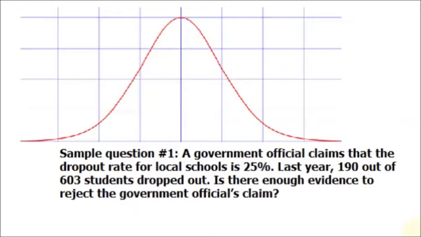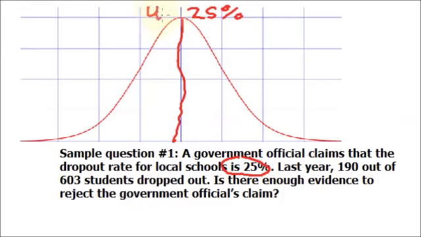The first one is: a government official claims the dropout rate for local schools is 25%. We're given some figures, but what we're interested in is this statement. Right here, the claim is that the dropout rate is 25%. What this is saying is it's equal to 25%. So our mean in this question would be 25%.